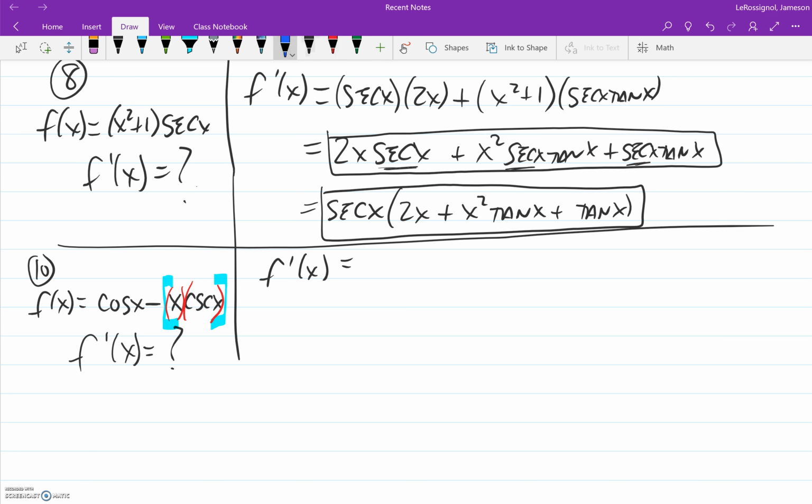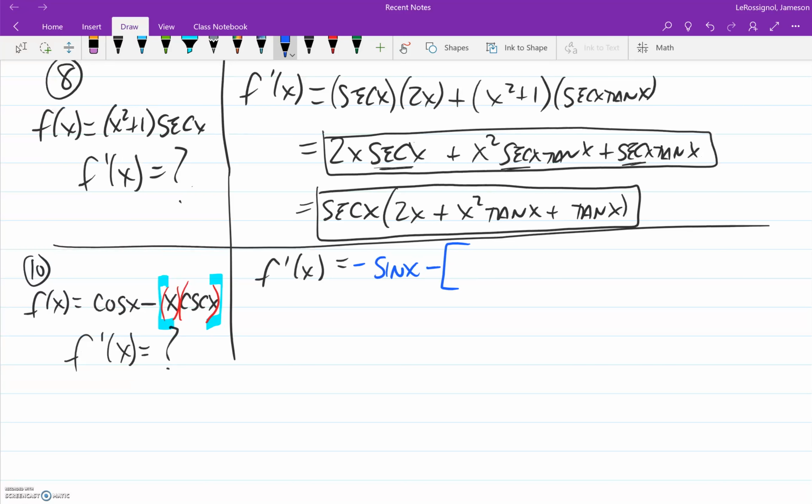All right, let's use some blue. Why not? Derivative of cosine is negative sine of x minus brackets. Time for the quotient rule on this. Excuse me, not quotient rule. Product rule. Can I get an it's cool again? Thank you. All right, here we go.